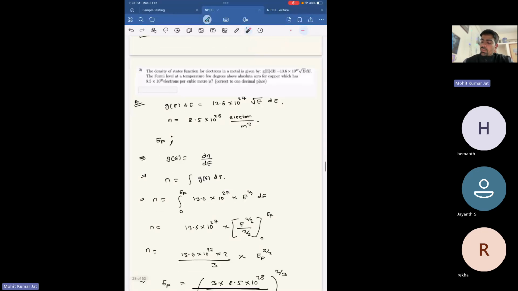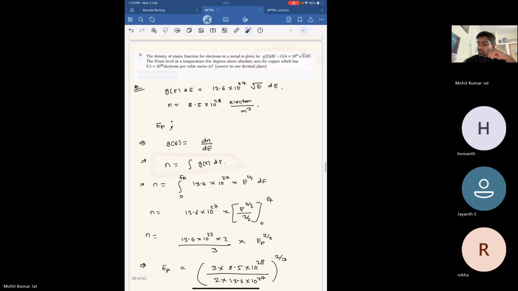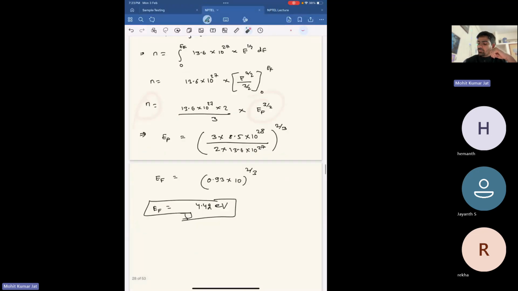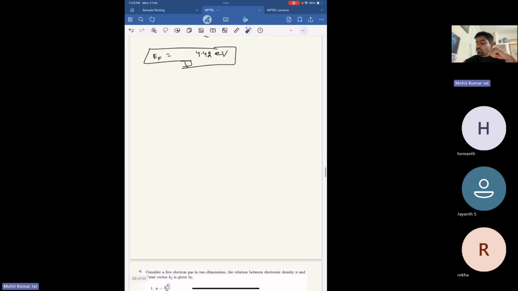In the third problem, the density of state function of the electron in metal is given. So g(E) dE relation is given, and they ask for the Fermi level at a temperature which is close to absolute zero. So that will be the Fermi energy basically at absolute zero. You calculate, and they have given. We know that n is nothing but the integral of g(E) dE. So we integrate this quantity, we get the EF and n relation. We write it in terms of the EF, and we substitute the values of the n, and that gives me the EF to be 4.42.